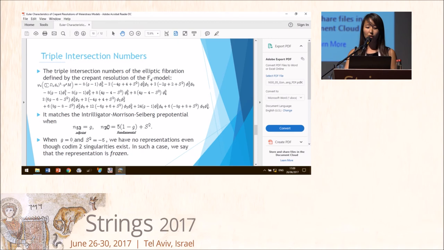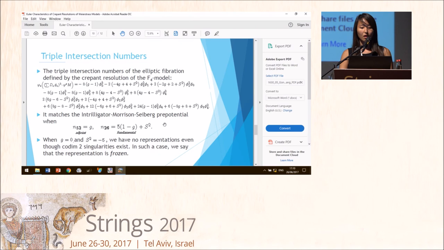Yeah. For the F4 model, which is an exceptional gauge group, we can compute the triple intersections and the prepotential separately, and we just match the explicit coefficients to determine the number of representations. For F4, we have the fundamental of 26, and the adjoint is 52. When you do that, we get g, which is the genus of the curve, and the fundamental is this. So it's just pure F4 theory in five dimensions, without any hypermultiplets.